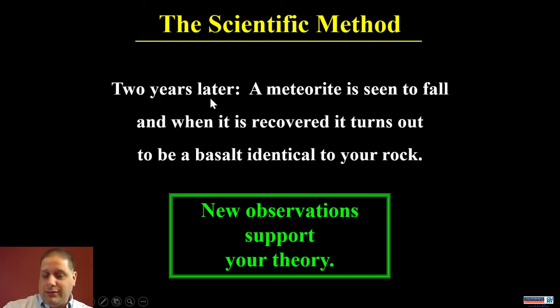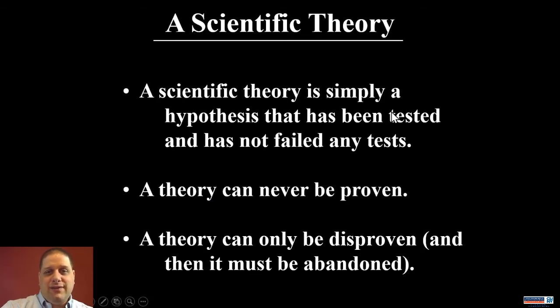Now, in this little imaginary example, a few years later, another meteorite is seen to fall, and when it's recovered, it turns out to look exactly like your basalt rock. The minerals are the same, the shapes of the minerals are the same, the percentage of the olivine to anorthite is the same, and the isotopic compositions are all the same. So now you have some new observations that support your theory, which is nice. It doesn't necessarily make your theory true. Well, it certainly doesn't make it true, but it doesn't necessarily make it more true, right? It's just very supportive of your theory.